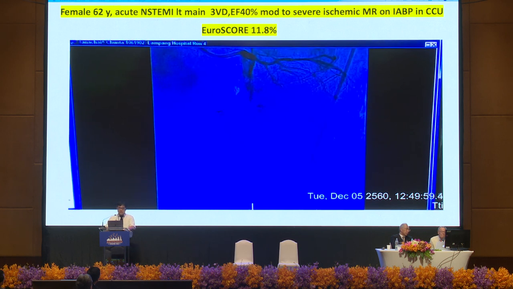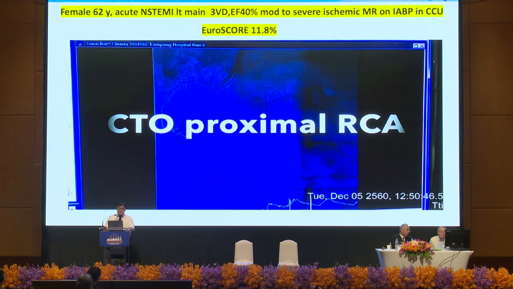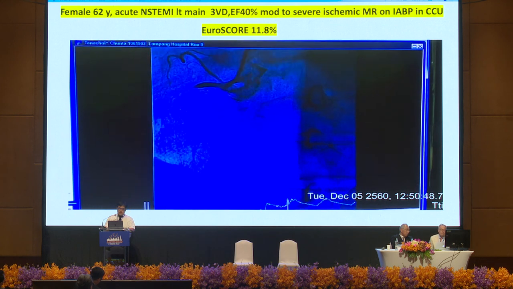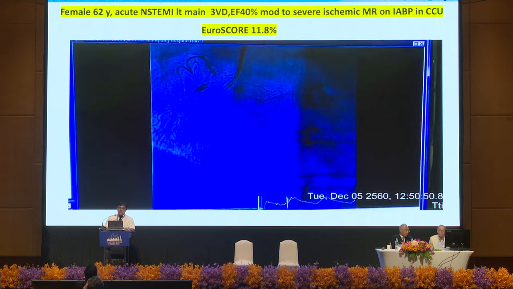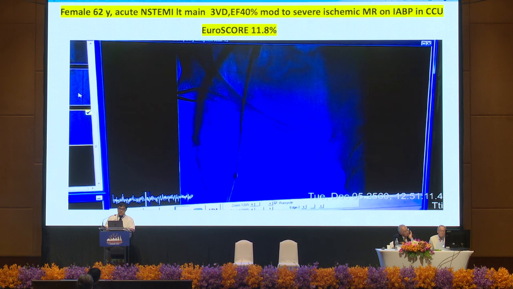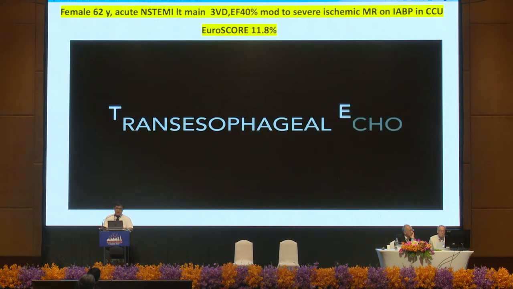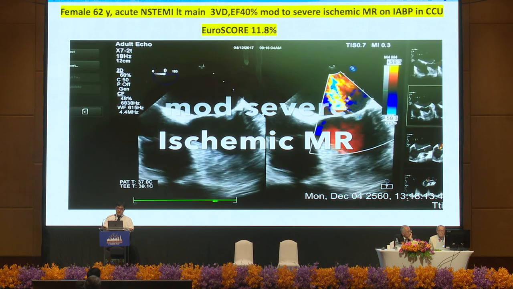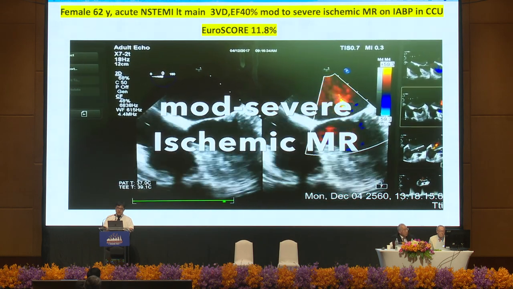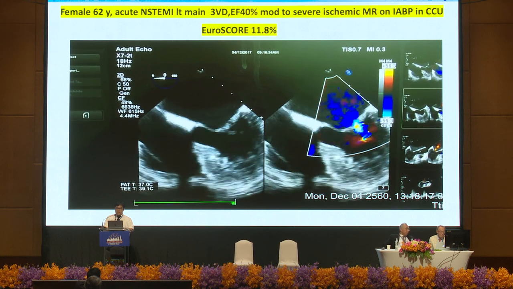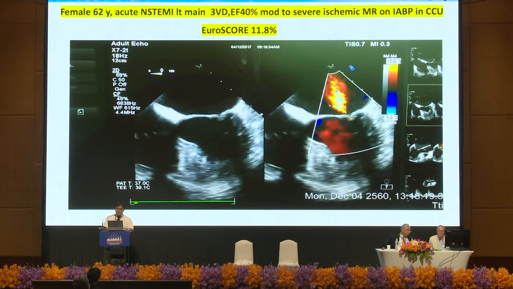The right coronary artery has a very tight stenosis. So I planned to do a triple bypass in this case with arterial grafts. Access is good, you can see from the femoral arteries. Transesophageal echo before I made the incision still confirmed a moderate to severe ischemic MR from tethering of the posterior leaflet of the mitral valve.